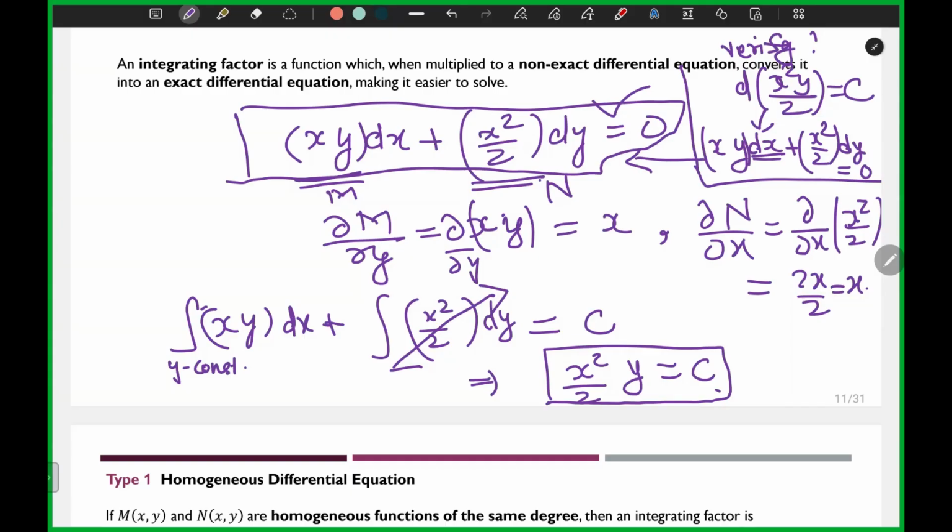So this part is clear to everyone? Yes or no? Okay.